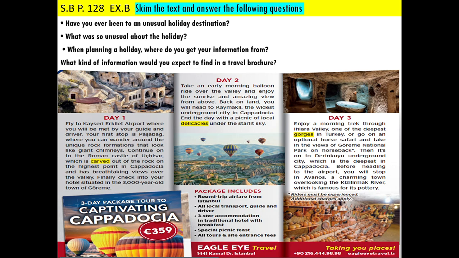You can use skimming here to identify the main idea of the text and the main basic information about it. First question, have you ever been to an unusual holiday destination? 2. What was so unusual about the holiday? 3. When planning a holiday, where do you get your information from? And what kind of information would you expect to find in a travel brochure?